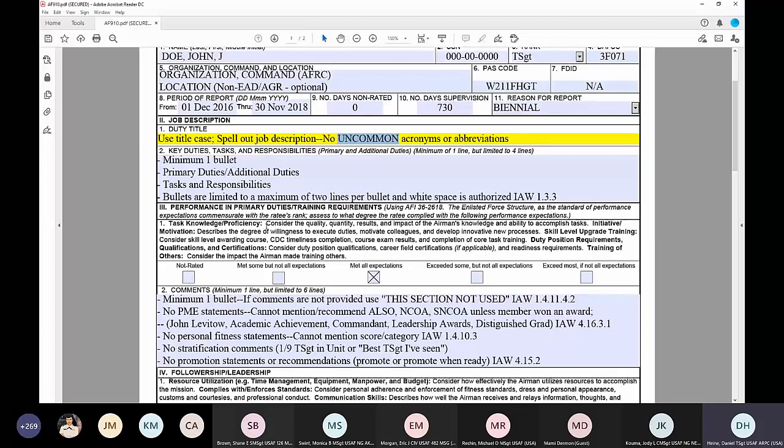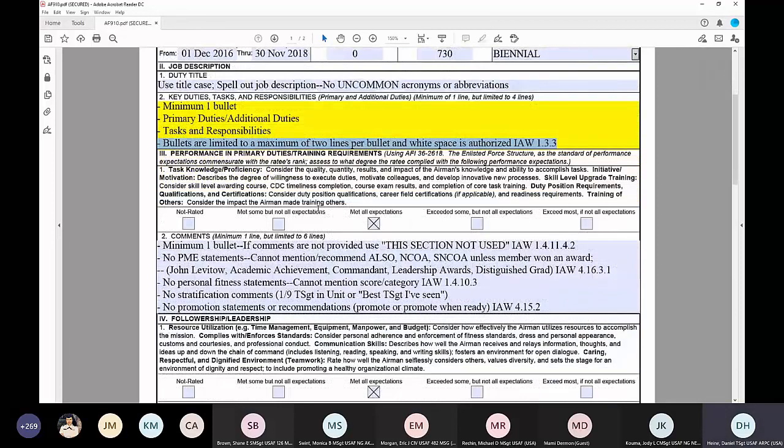It should be their primary duties or additional duties that they have, any tasks and responsibilities that the member holds. And then this line right here, this note applies to the whole form. Bullets are limited to a maximum of 2 lines, and white space is authorized. So this note applies to the whole form itself, not just the job description section.